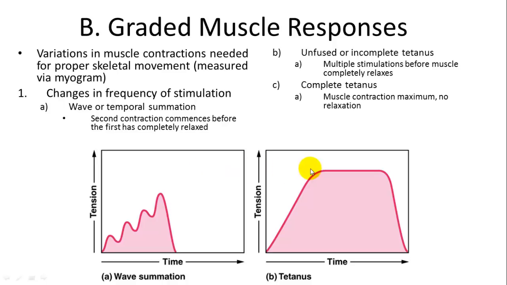Complete tetanus is where you have this flat line here. Right? So this is complete tetanus, where the muscle is at full contraction. It can't contract anymore. That's the full force that it can exist at.